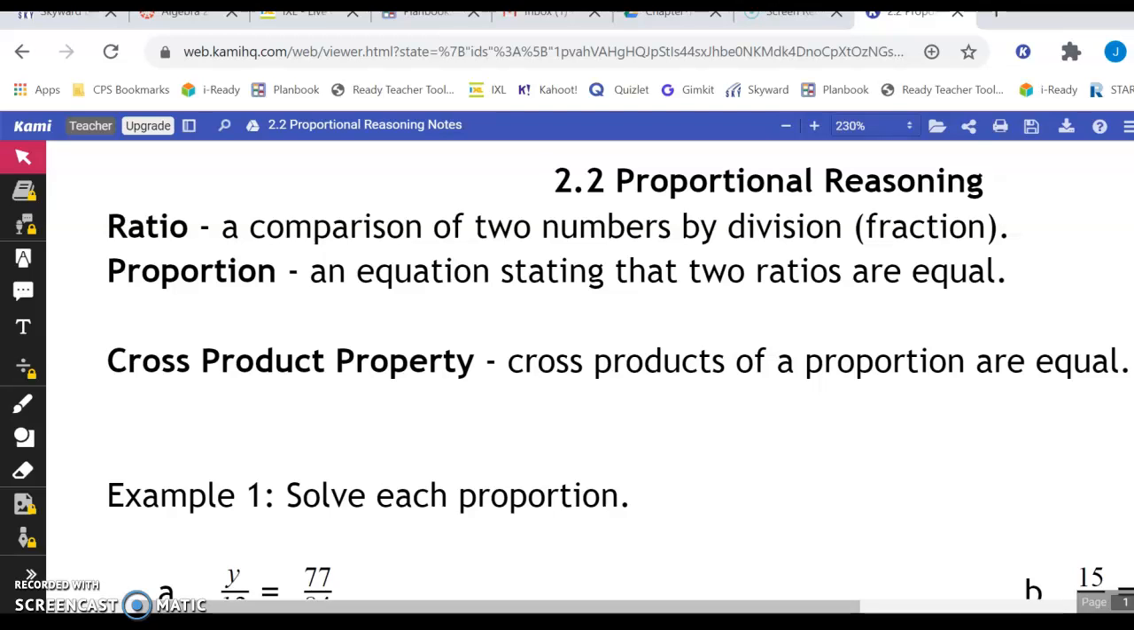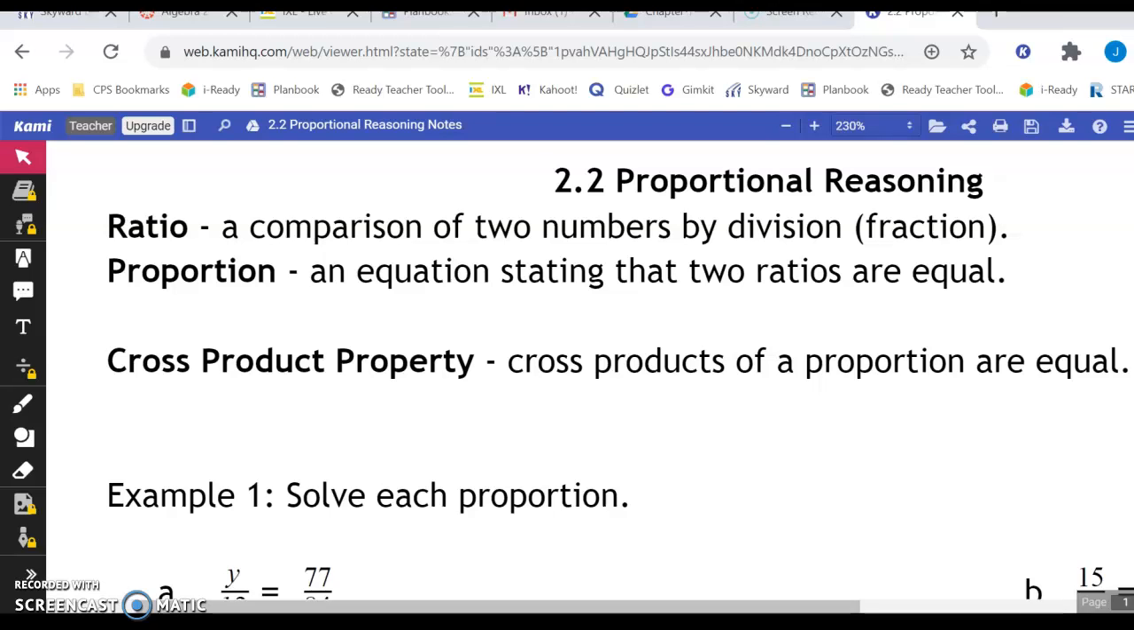Section 2.2 is on proportional reasoning, and we're going to start off with 3 vocab words here. A ratio is a comparison of 2 numbers by division, so in other words, a ratio is really just a fraction. A proportion is an equation stating that 2 ratios are equal. So it's a fraction equals another fraction. So for instance, 1/2 equals 4/8. That's a proportion. They're equal to each other.